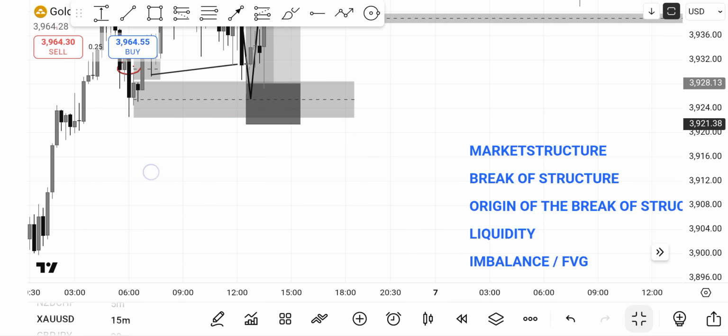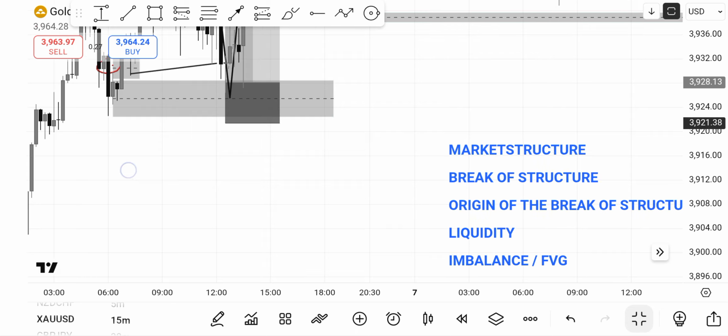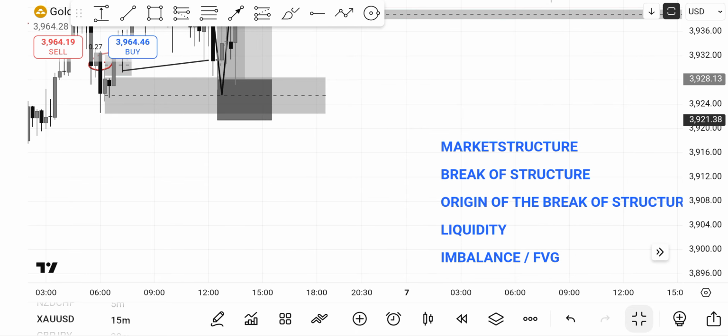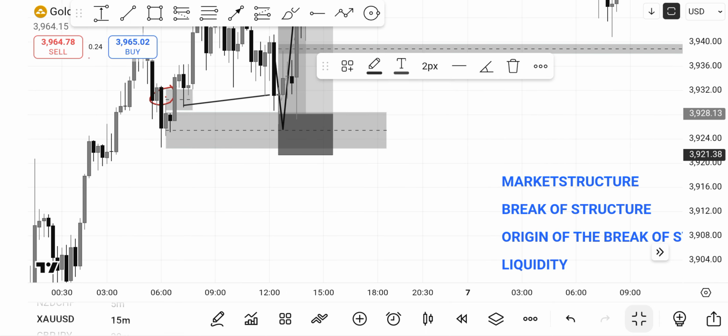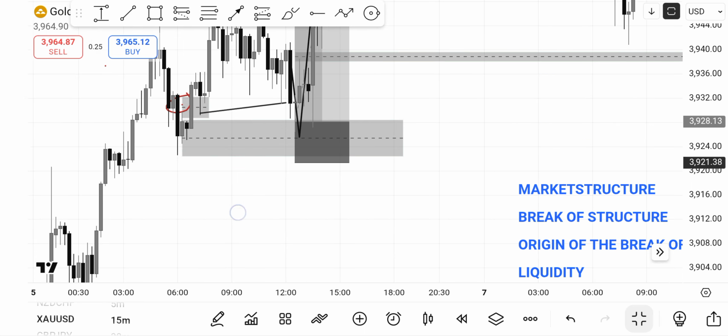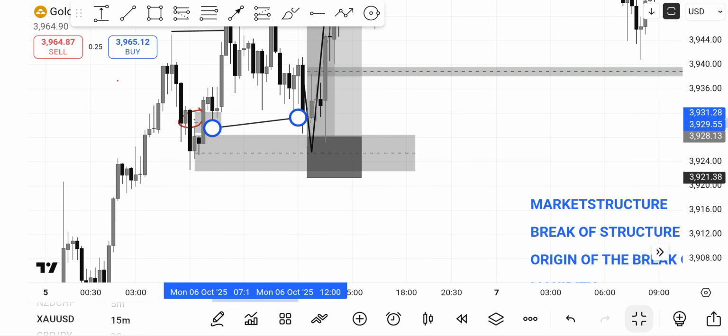Origin of the break of structure, it's here. This is the origin of the break of structure. Liquidity was present. This is the liquidity. Then imbalance, the fair value gap or imbalance is here.